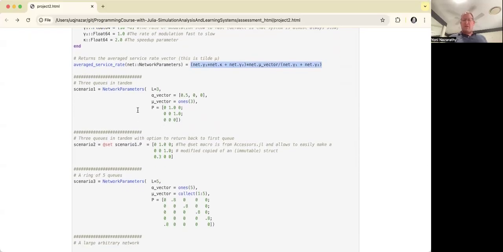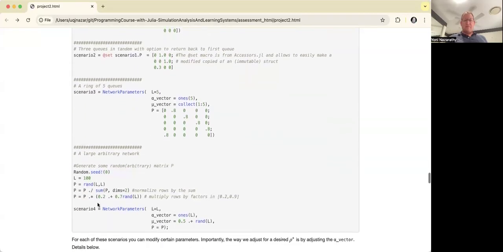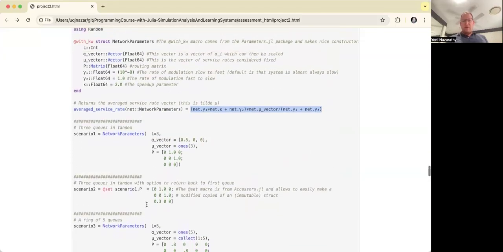And we're giving you 4 scenarios to work with: scenario 1, scenario 2, scenario 3, and scenario 4. Please work with these 4 scenarios. Each of these is of type NetworkParameters. Here, by the way, you see what you get with this @with_kw, keyword arguments, macro. It modifies the structure to have a constructor with keyword arguments, where you can name what L is, what alpha is, what mu is, etc. It also allows you to have default values, so if we don't name those, we get the default values.